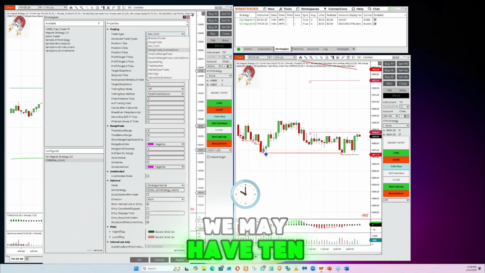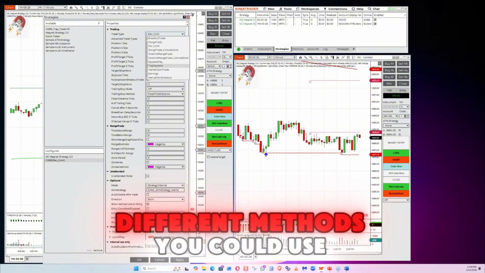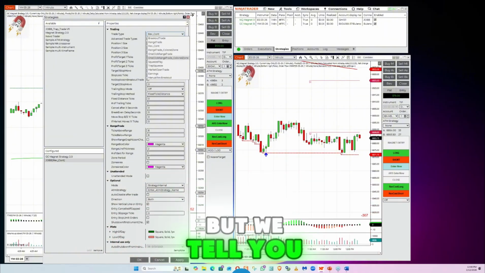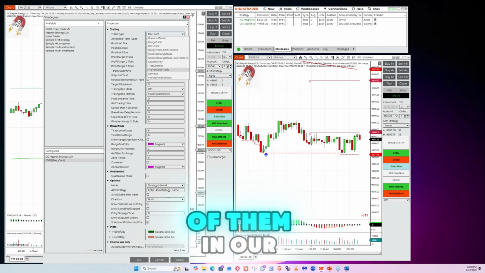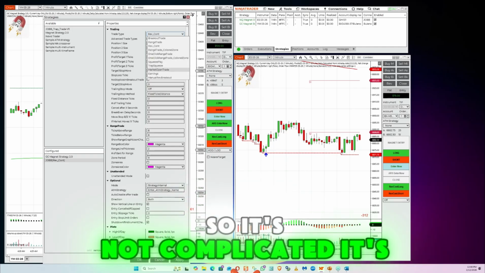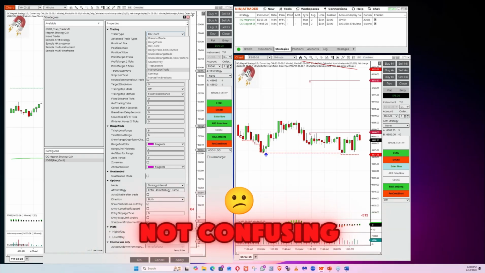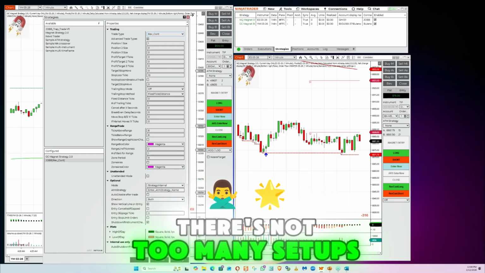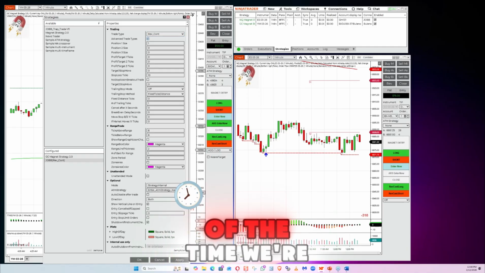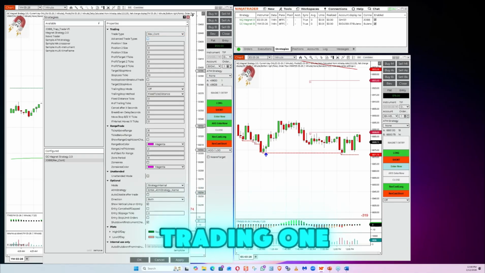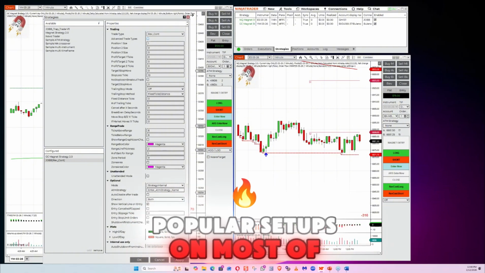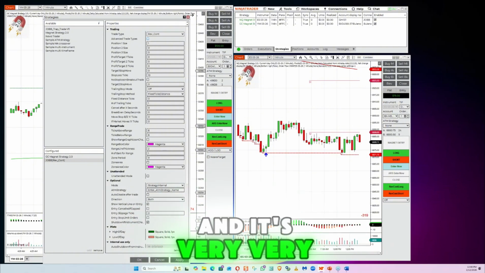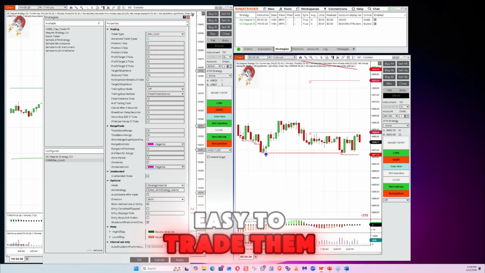We may have 10 different methods you could use, but we tell you which one to use, and we teach you how to use all of them in our trade room. So it's not complicated, it's not confusing, there's not too many setups. Like I said, most of the time we're trading 1, 2, or 3 very popular setups on most of the events, and it's very, very easy to trade them and to set them up.